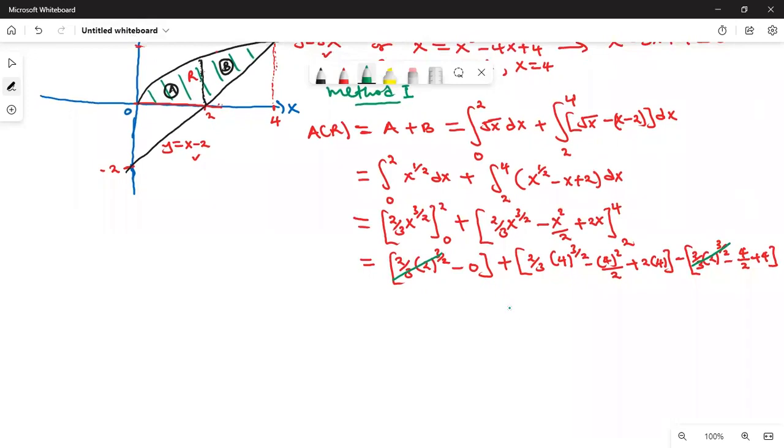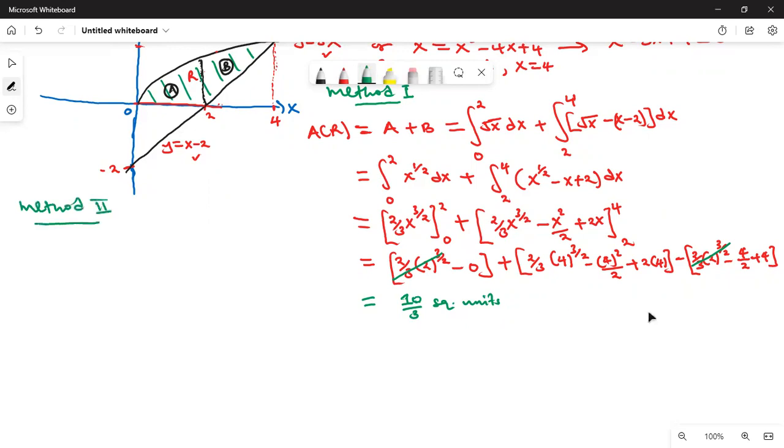When you press in the calculator, you're going to get that area to be equal to 10 over 3 square units. 10 over 3 square units. That is method 1. Method 2 is this one. Method 2.